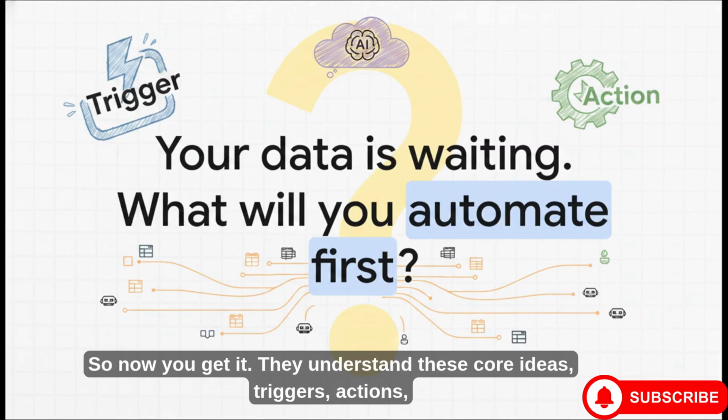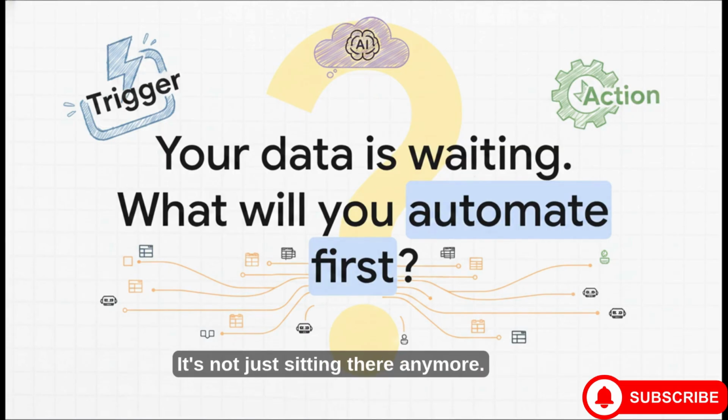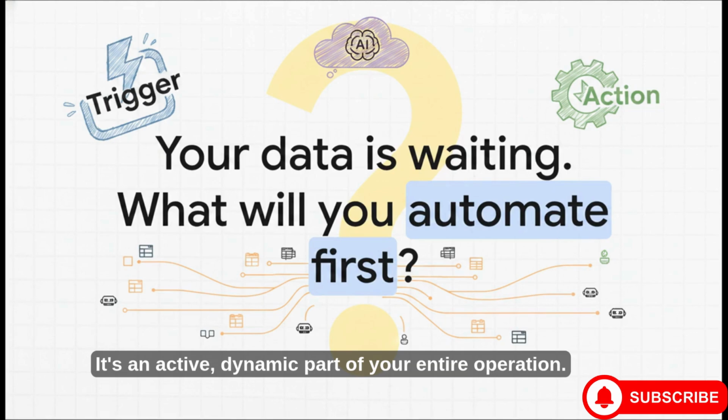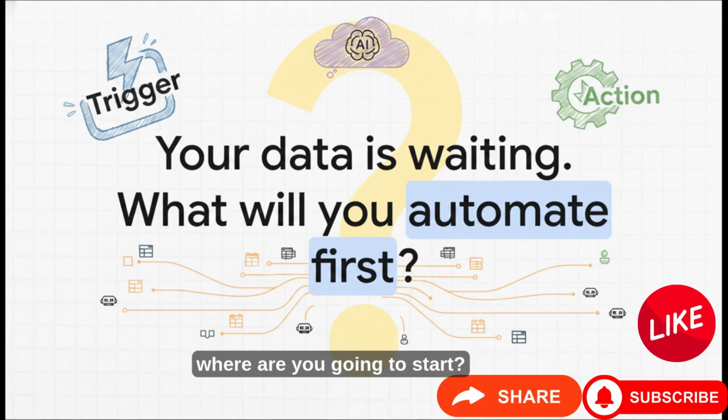So now you get it. You understand these core ideas: triggers, actions, and how to plug in AI. You've basically unlocked a whole new way of thinking about your data. It's not just sitting there anymore. It's an active, dynamic part of your entire operation. So the only real question left is, where are you going to start?